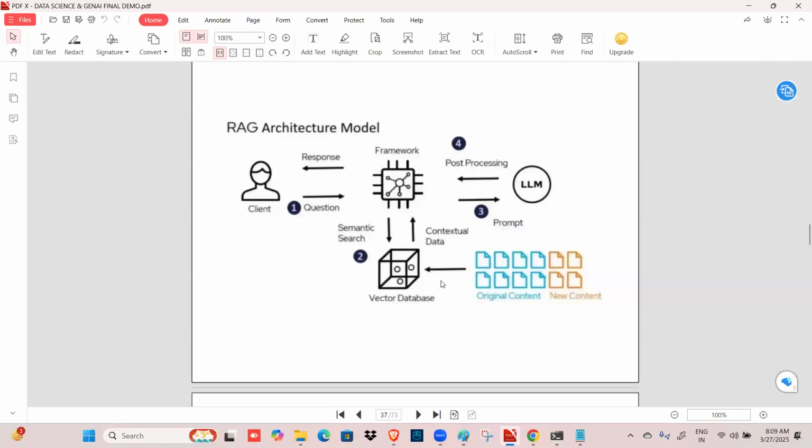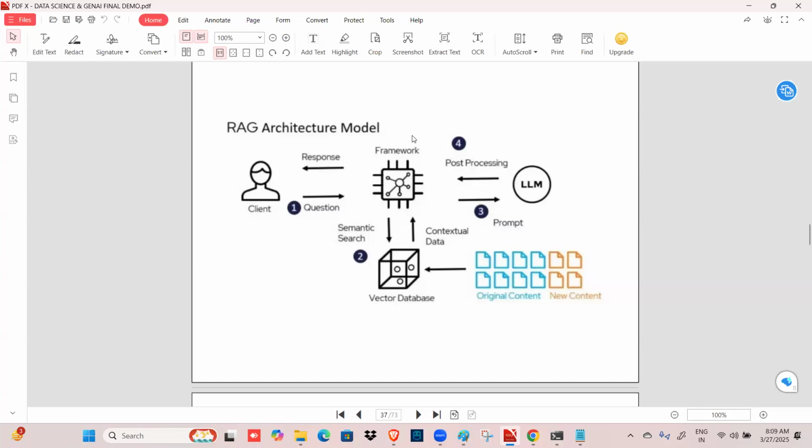See here, this vector database is collecting original content and new content from a RAG. Okay. So original content and new content from the RAG, and it is going to give that to the LLM, then post processing, and finally we are going to get the response. And remember, whatever question I am asking, it is a question from my side, but the same question for the LLM is a prompt. That's why prompt engineering has come.